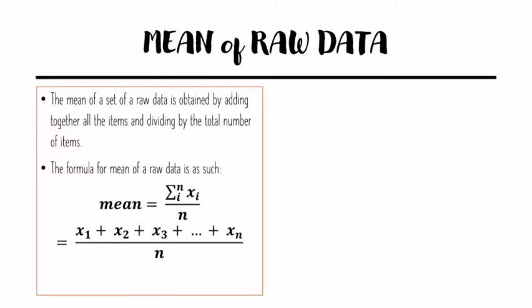The formula for mean of raw data is as such: mean equals the summation of Xi, in which i is the number 1, 2, 3 up till n. n is the total number of frequency or the total number of items.